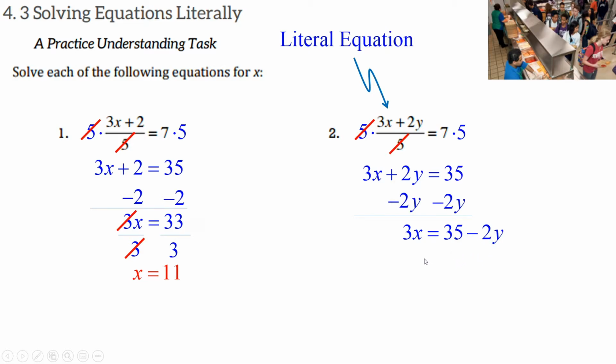Okay? And now, just like over here, divide by 3. And your 3's cancel on the left, so x equals, and I would write this exactly the way I see it. That is what x equals. 35 minus 2y divided by 3. So in a typical equation in one variable, you're going to solve for your variable and get a number. But in a literal equation, when you solve for a variable, you're going to get an expression in terms of the other variables in the equation.